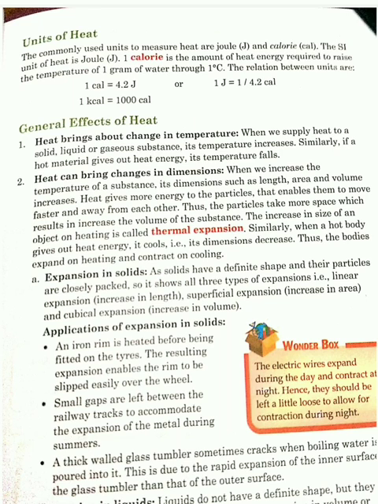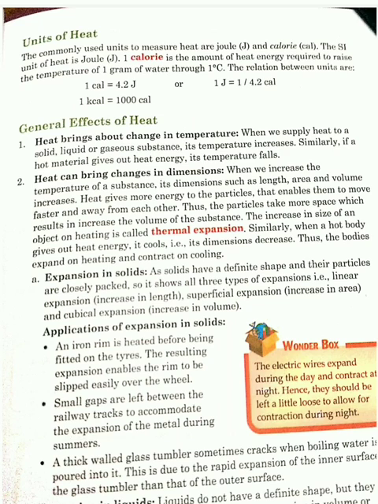And calorie we are also using for measuring heat. So if anyone asks you what is 1 calorie, 1 calorie is the amount of heat required to raise the temperature of 1 gram of water through 1 degree Celsius. Or in simple words, for heating 1 gram of water to raise the temperature up to 1 degree Celsius, the amount of heat required is called the amount of heat energy.